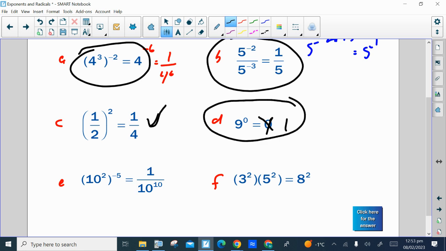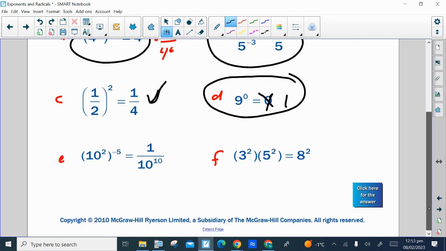Next one, Cherry. Why? Okay, and get what? 10 to the power. If you multiply the two exponents, what does the new exponent become? Negative 10. That's right. Then you move the 10 to the power negative 10 to the bottom so that the exponent becomes positive 10. So that one is correct.